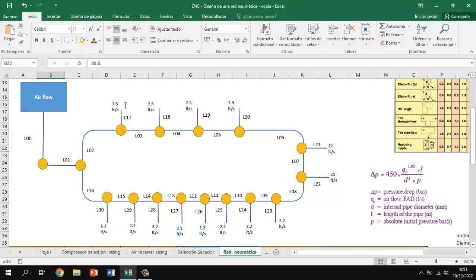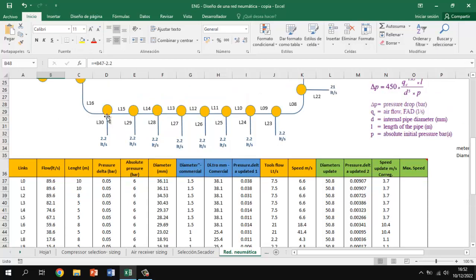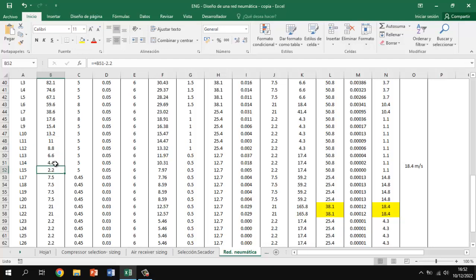so you have a demand of airflow. That's the reason why you should subtract this, and that's how you continue for all the links, with an exception for link 16 because it's just too close. As you can see, I have 89.6, then minus 7.5, minus 7.5, there are four 7.5s, and now it's the 21, then 2.2. That's just for link 15.